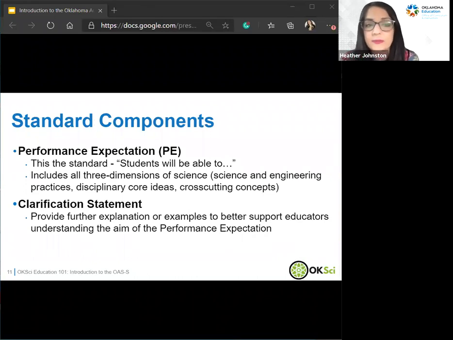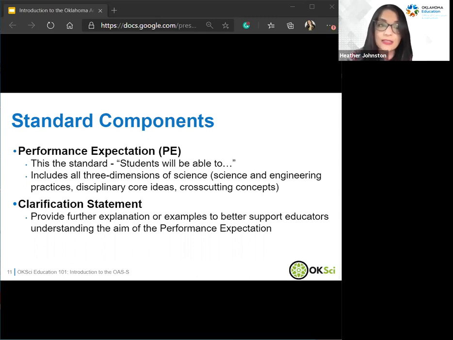So the performance expectation is the standard. So typically when you hear what our standards are, this is what we are referring to. All of our standards are performances. We expect students to be able to do something with the science content that they are learning. We believe that students should be engaged with their learning, and so our standards reflect that idea.